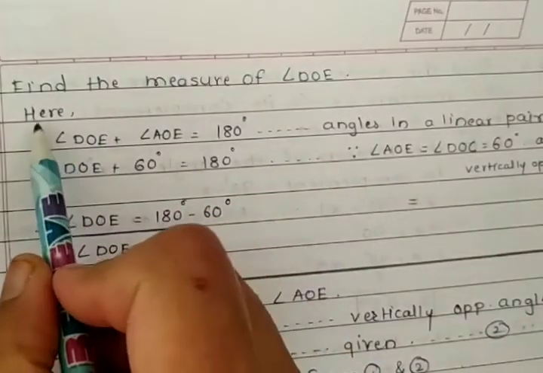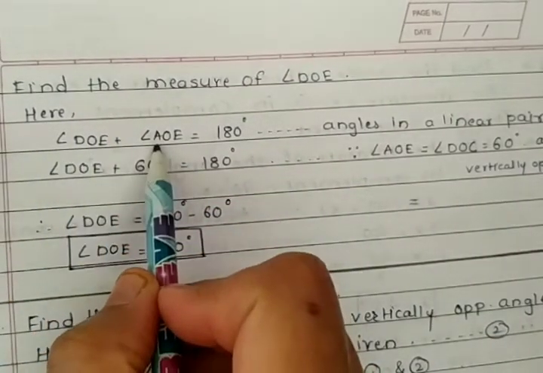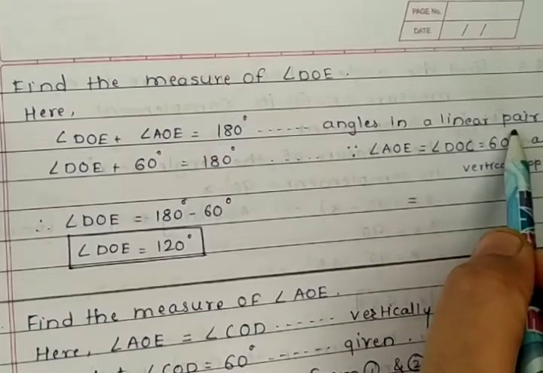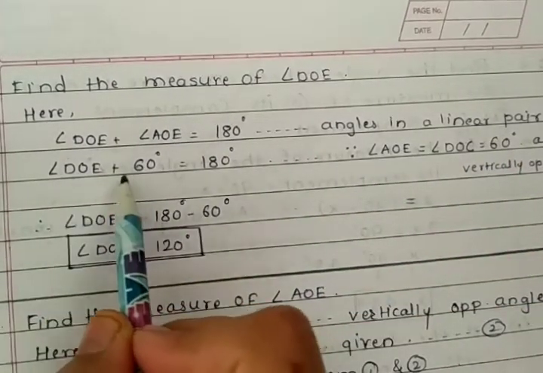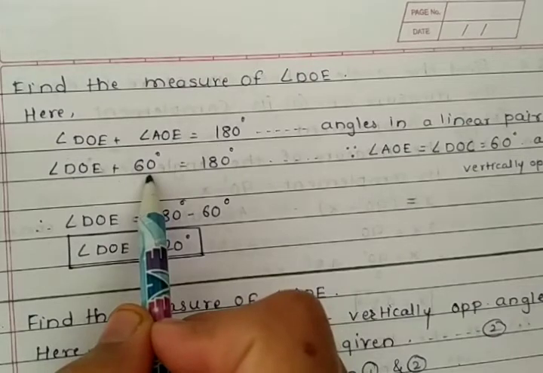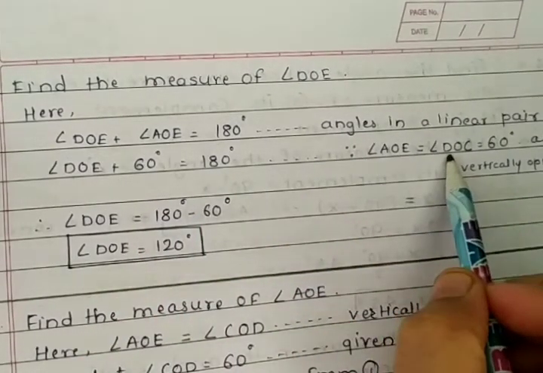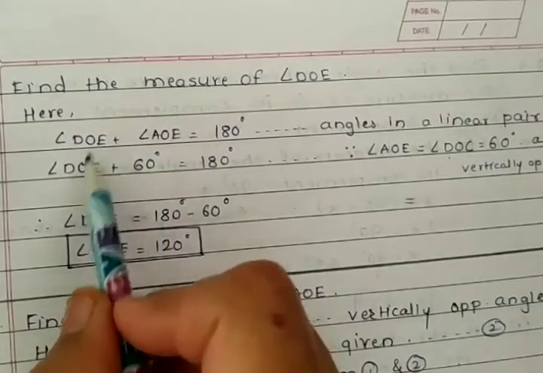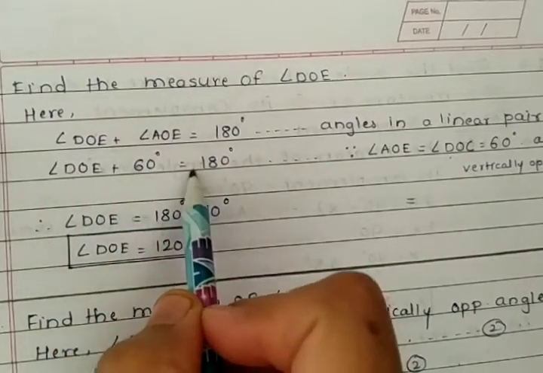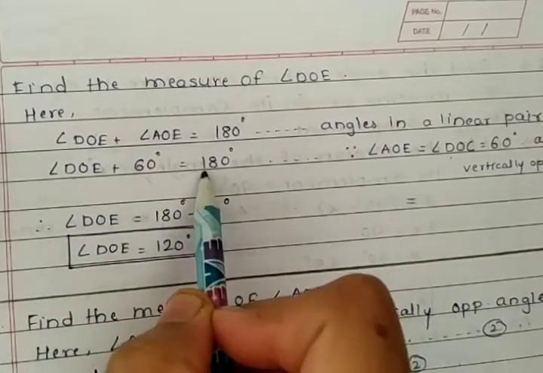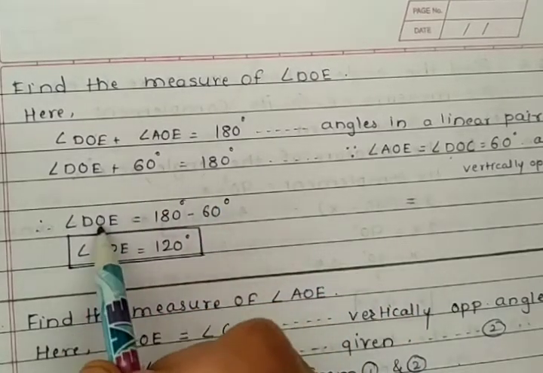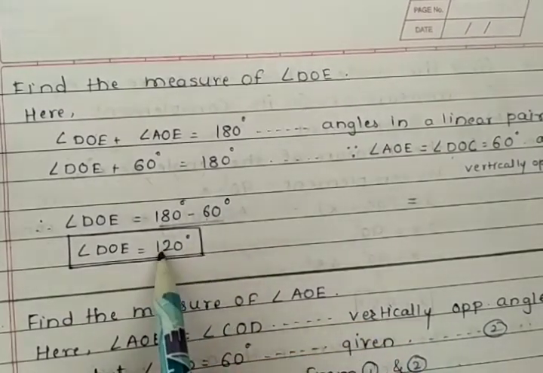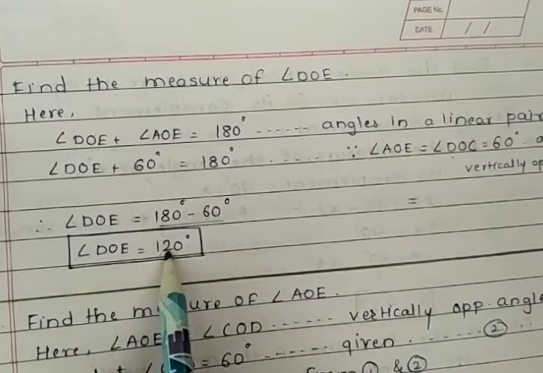You see your diagram here, angle DOE plus angle AOE is equal to 180 degrees. Reason: angles in a linear pair, right? Now angle DOE plus AOE, which is 60 degrees, right? Why? Because AOE is equal to DOC is equal to 60 degrees, as these are vertically opposite angles. So DOE plus 60 degrees is equal to 180 degrees. So we'll transpose this 60, right? So DOE will remain as it is, equal to 180 minus 60, right? If we subtract this, we get 120 degrees. So angle DOE is equal to 120 degrees.